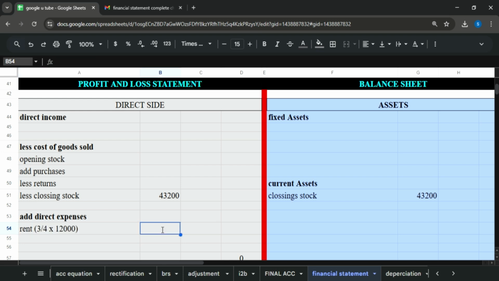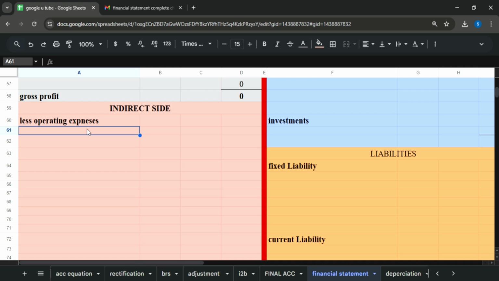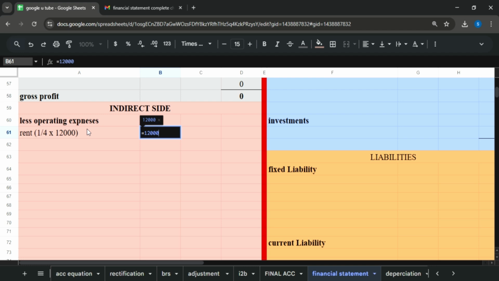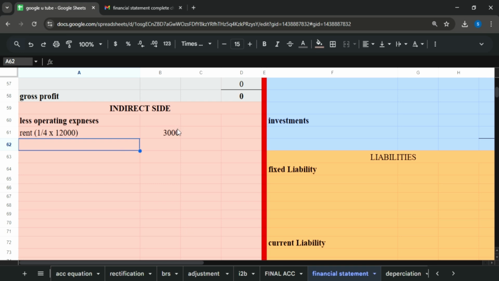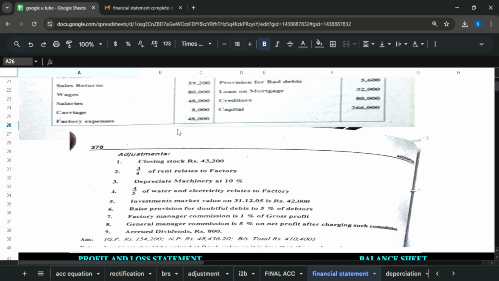Why we are doing it? 12,000 was the amount of rent, and 3/4 is said to be related to factory. So 9,000 is related to factory. Look here, 3/4 of rent related to factory. So where will the remaining rent go? It will go to the operating expense side. You will write rent. 1/4 out of total, 3/4 is related to factory. So 1/4 would be related to operating or non-factory expenses. 12,000 was the total amount of rent. You will take the remaining 1/4 part of rent, 3,000. Simple, you can see that out of 12,000, if 9,000 is for factory, the remaining 3,000 would be for non-factory, non-manufacturing expenses. In this way, the second adjustment has been completed.